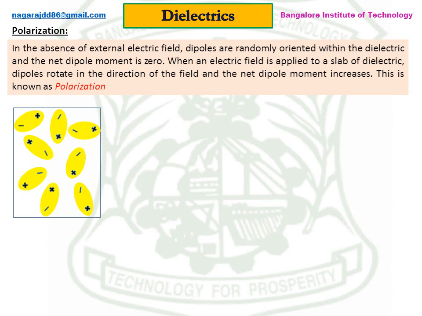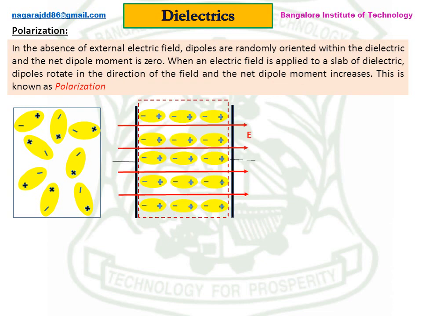When you apply external electric field to this slab, dipoles rotate in the direction of the field and net dipole moment increases. So this is what is going to happen. This is the direction of the applied electric field and these are the dipoles. See, all the dipoles are aligned in the direction of the applied electric field. This process is known as polarization.